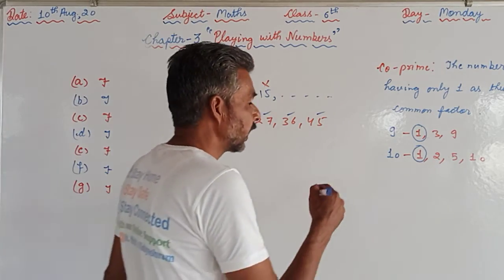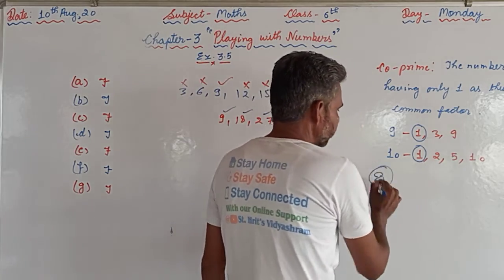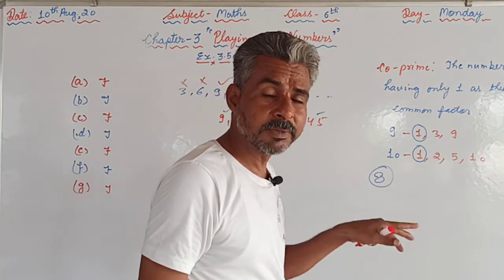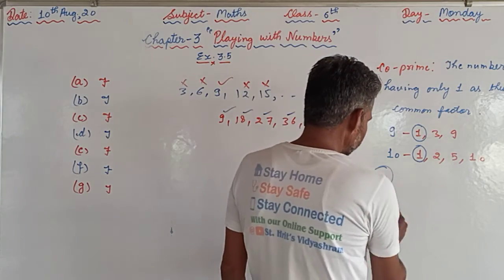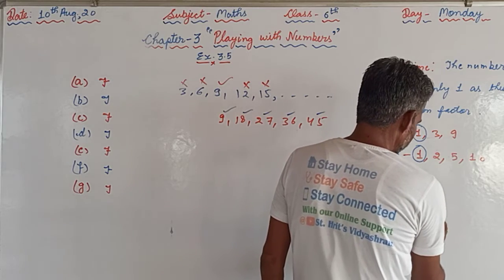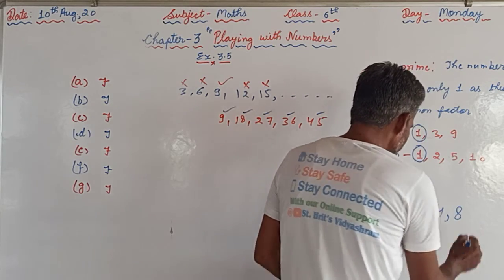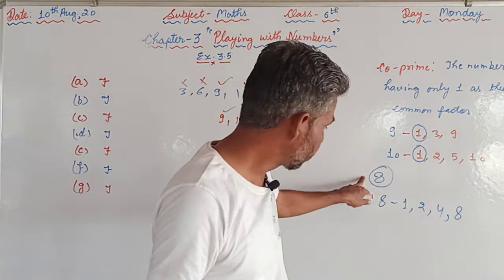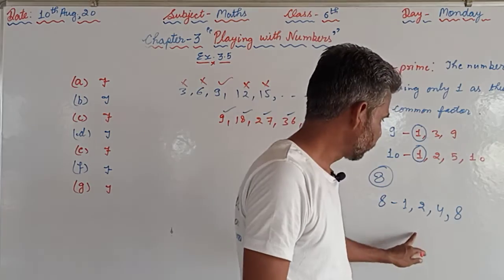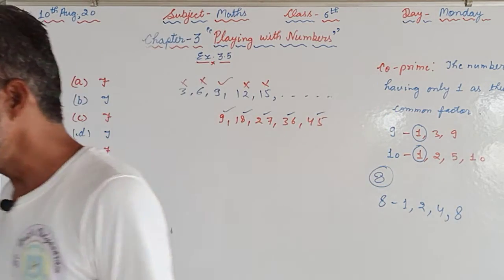If any number is divisible by 8, then that number will also be divisible by the factors of 8. Factors of 8 are 1, 2, 4 and 8. If the number is divisible by 8, then it will be divisible by 1 as well as by 2 as well as by 4. So that statement is true.